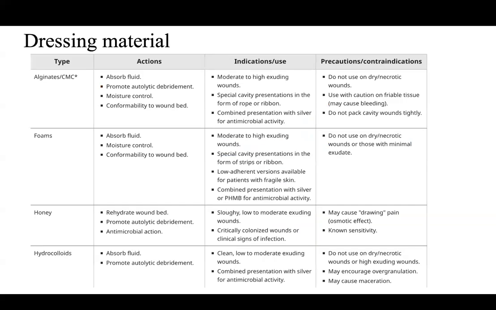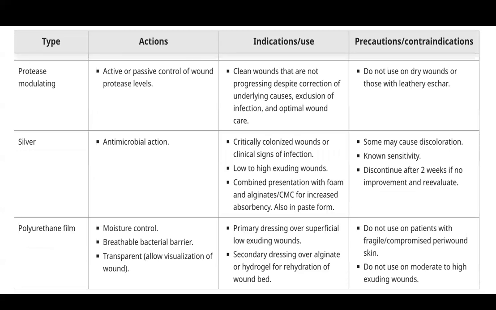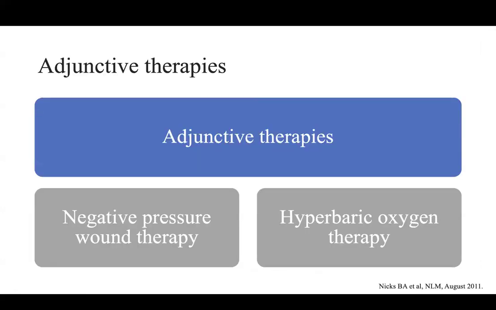These are the dressing materials which were quoted, which were the alginates, foams. Honey is also used in rehydrating the wound bed. Hydrocolloids, hydrogels, iodine, which is shown to have some antimicrobial action, and other than that, there is odor control, like activated charcoal, which is used in odor absorption. Silver, polyurethane film, which helps in moisture control. And that's all for the types of dressing materials.